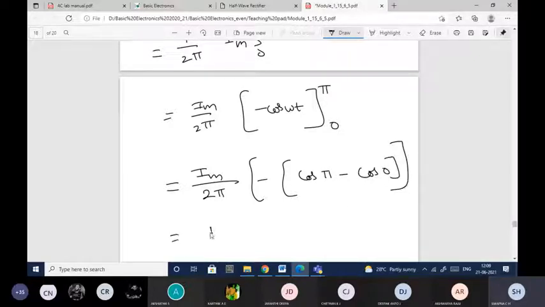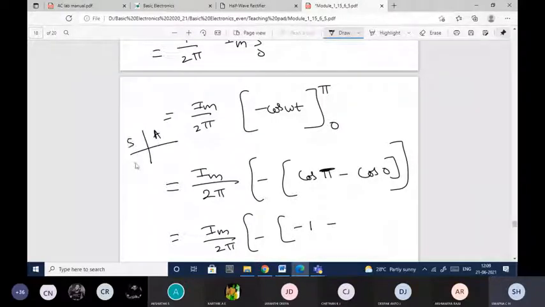Okay, so it is nothing but Im by 2 pi into minus cos pi minus cos 0. What is cos pi? Cos pi is nothing but cos 180 degrees, which is minus 1. Okay, so you know this, right? Hope all of you know this. Cos pi minus cos 0. So cos pi is minus 1, minus cos 0 is 1.